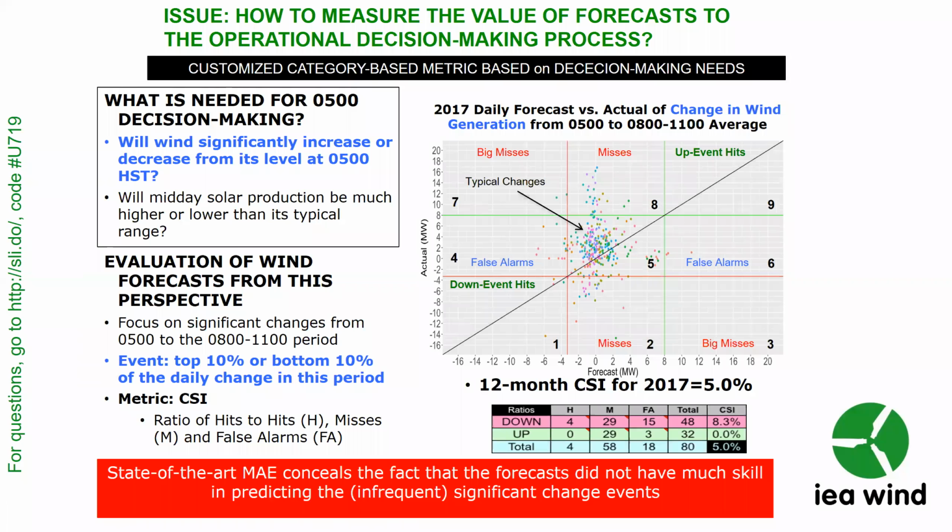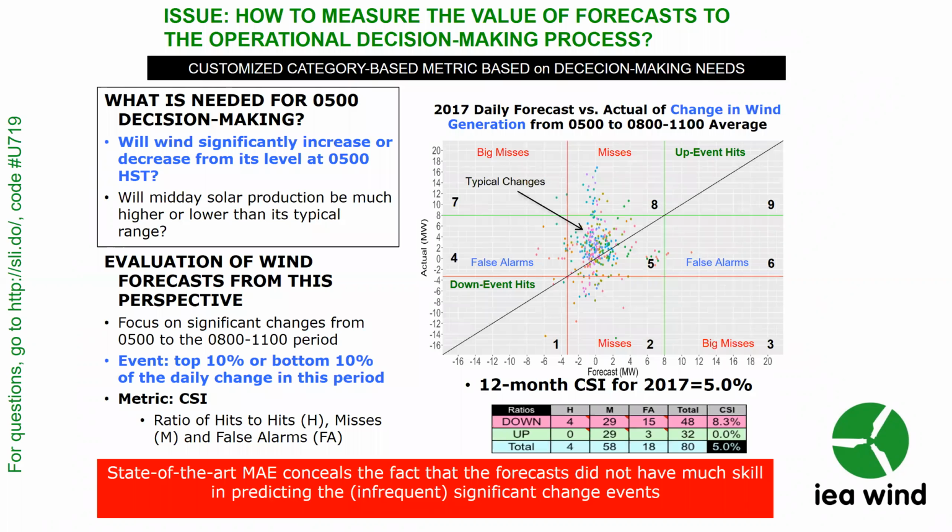So it doesn't differentiate well the tail events from the typical events, which is what the operator really wants to know. That's what the value is in the 5 a.m. decision-making process, is how well can we differentiate the atypical, unusual big changes from the typical events. And the mean absolute error is measuring the typical events.